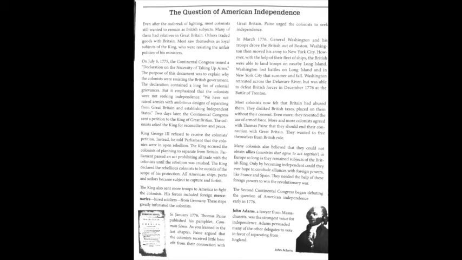Parliament passed an act prohibiting all trade with the colonists until the rebellion was crushed. The king declared the rebellious colonists to be outside of his scope of protection. All American ships, ports, and sailors became subject to capture and forfeit.